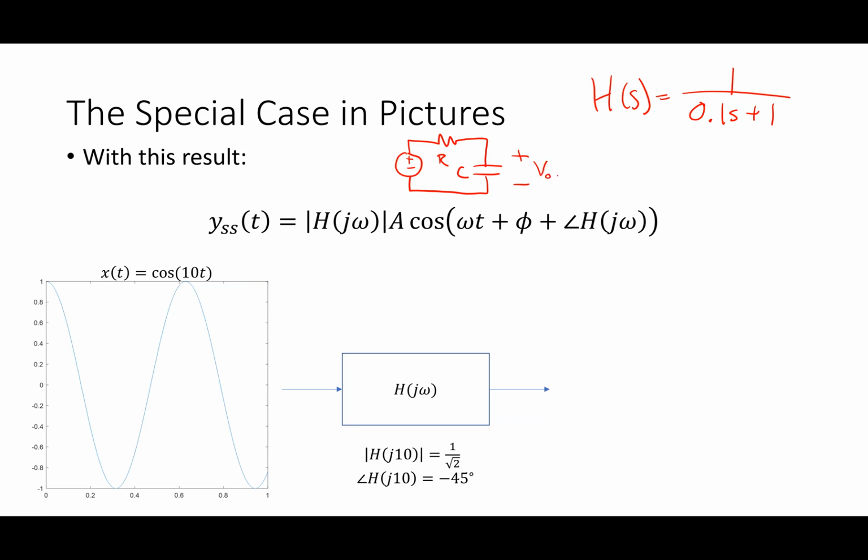Okay. This is my V out. So what I have is the V out of S ends up being H of S times V of S like that. And I apparently chose RC equals 0.1. So what I'm going to do is say, how about if my input to this thing is cosine 10t?